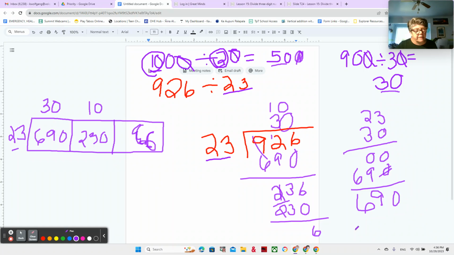What do you think about that? What is our divisor? What is our quotient? Our quotient is 40, right? Equals 40, like right in between 30 and 50, which were our estimates. Remainder 6.